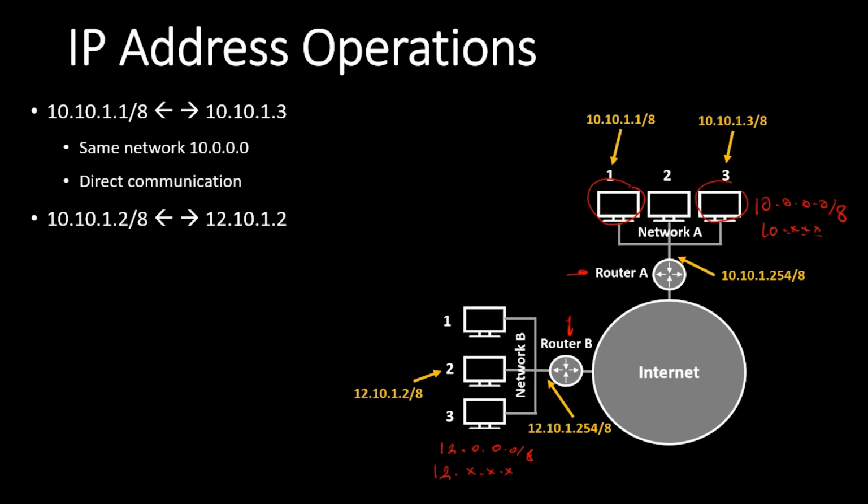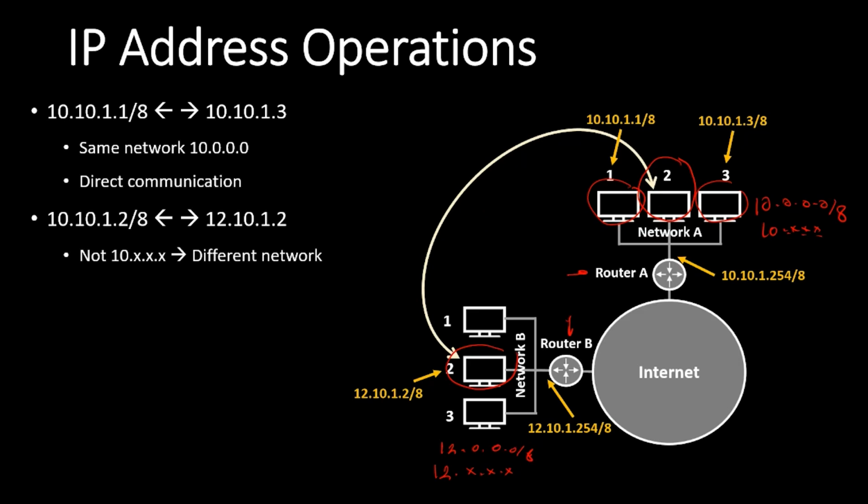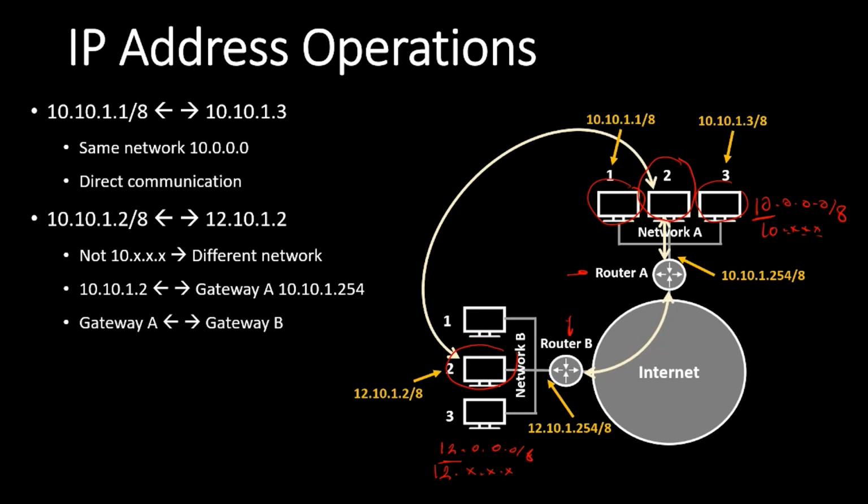Now let's assume host number 2 in network 10 wants to communicate with host number 2 in network 12. So how will traffic go in this scenario? First of all, these devices are in different networks because they have different network parts. This one is 10 and this one is 12. So traffic must go through a gateway. So this device here should send the traffic to its own gateway, which is in the same network. Then this gateway should communicate with the other gateway, router B, which is the gateway for network 12. And then this gateway will communicate directly with host 2 in network 12.